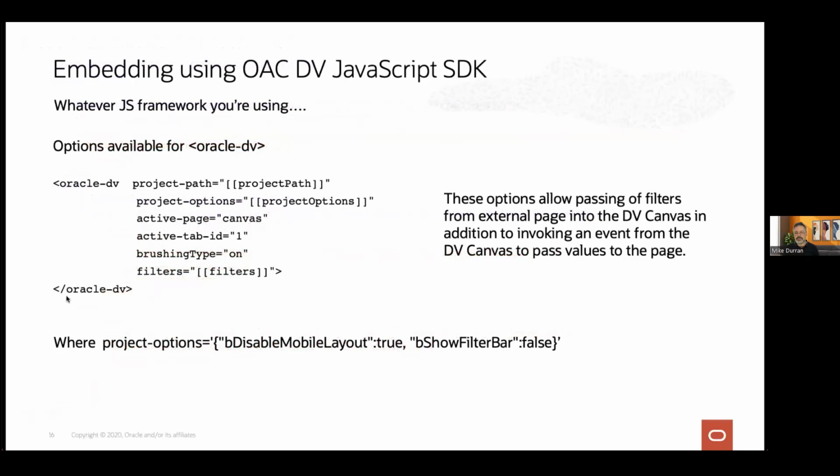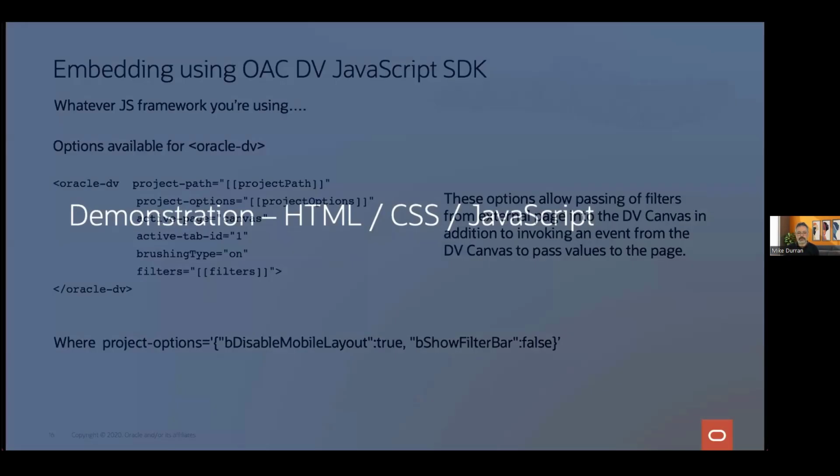And depending on what JavaScript framework you're using, you're able to use the Oracle DB embedding tag. These are some of the options that you have. So you can see that we can set the project path and some of the project options. The project options are shown down below as the show filter bar. And these can all be set programmatically as well, so you can dynamically change these as needed. And then the filters is what we were looking at earlier with respect to applying the latitude and the longitude to our embedded content.